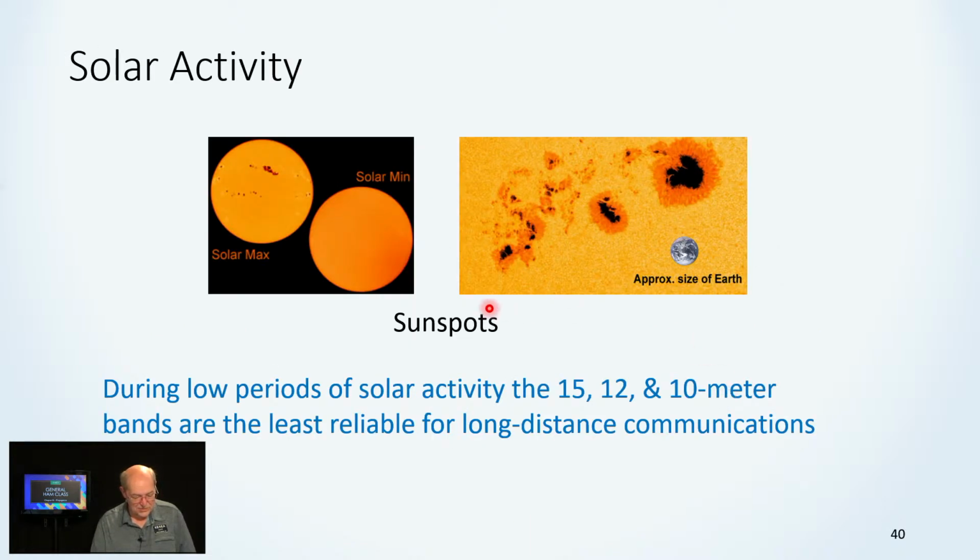So here's some pictures. This is during active sun. It's a little hard to see here, but there's little dots all over. And during solar minimum, there's hardly any at all. There was a time a year or so ago where the sunspot number was hanging out at 0 for days in a row. Very sad. So during low periods of solar activity, the higher frequency bands, 15, 12, 10 meter bands are the least reliable for long distance communication. So low solar activity, the upper bands can be completely dead.